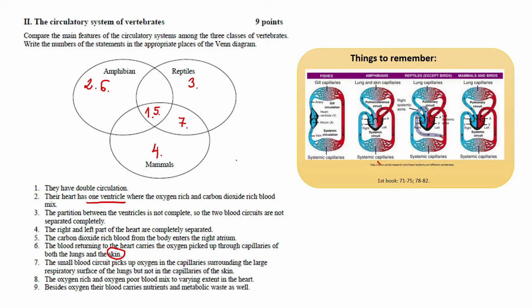The oxygen-rich and oxygen-poor blood mix to varying extent in the heart. We have discussed that's true for amphibians and reptiles. And then besides oxygen, their blood carries nutrients and metabolic waste as well. That's true for all.